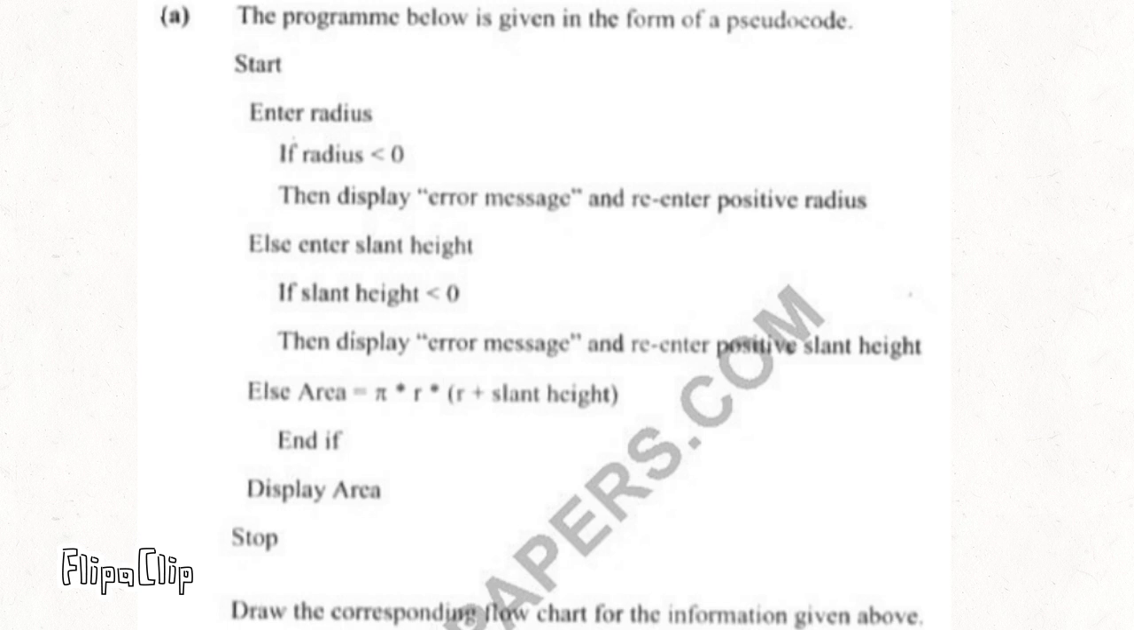So the question reads, the program below is given in the form of a pseudocode. So this is how the pseudocode is. Start, enter radius. If radius is less than 0, then display error message and re-enter positive radius, else enter slant height. If slant height less than 0, then display error message and re-enter positive slant height. Else area is equals to pi times radius times open brackets R plus slant height close brackets. End if, display area, stop. Now the question reads, draw the corresponding flowchart for the information given above.